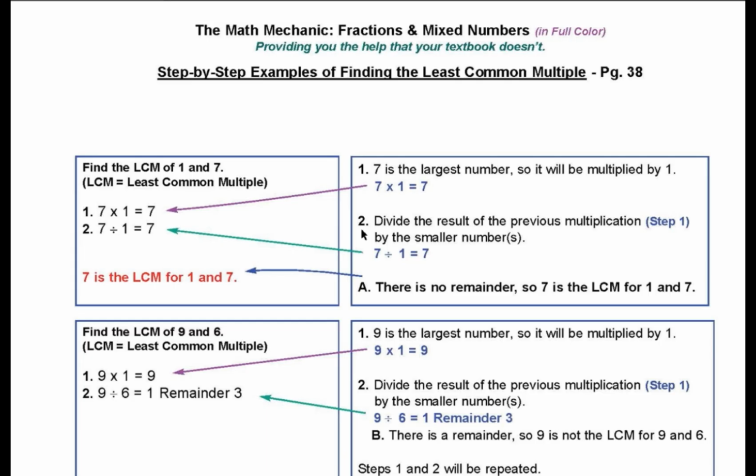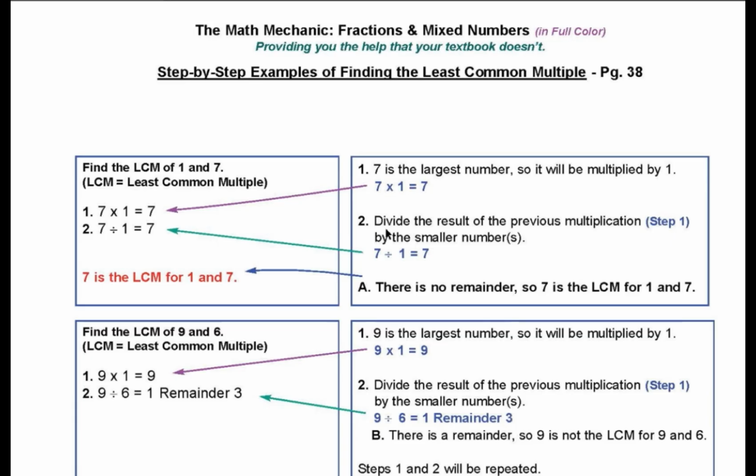Step 2. Divide the result of the previous multiplication by the smaller number. The result of the previous multiplication is 7. The smaller number is 1. Of the numbers 1 and 7, 1 is the smaller number.